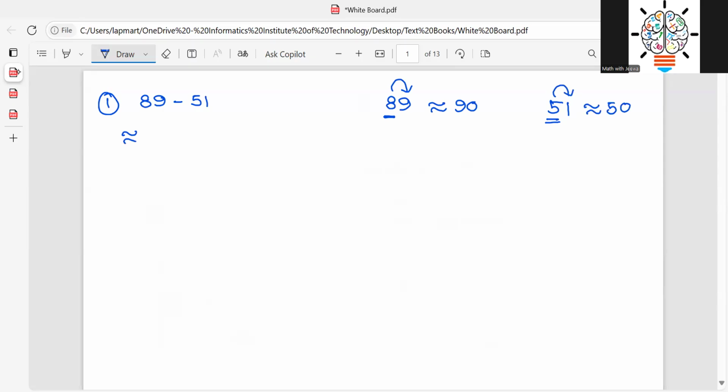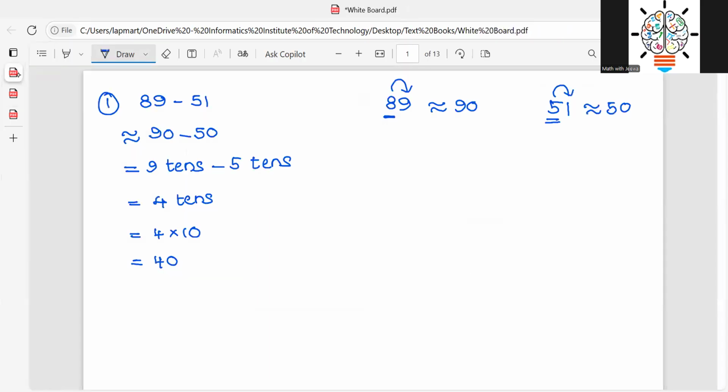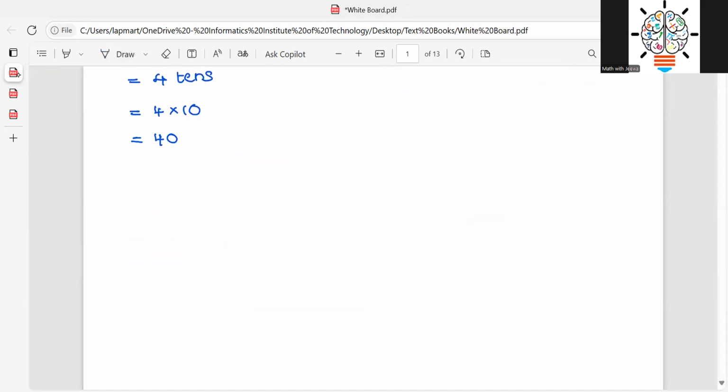How am I going to write that? I always use the approximately-equal sign, because it is not exactly equal. So we write 90 minus 50. This is equal to 9 tens minus 5 tens. The answer is 4 tens. The answer is 4 multiplied by 10. Final answer is 40. That is 89 minus 51. Then we will move to the second one.